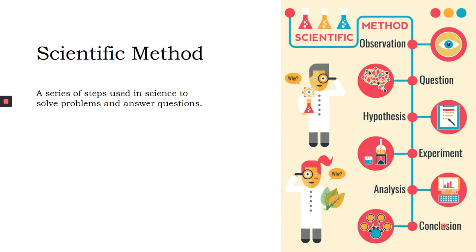Now for science, one of the key things for sequence is the scientific method. The scientific method is just a series of steps that we use in science to help us answer questions or solve problems. We're going to be doing a lesson next week that digs a little deeper into the scientific method, so I'm not going to go too in-depth with it here, but I just want you to familiarize yourselves with what some of these words mean.